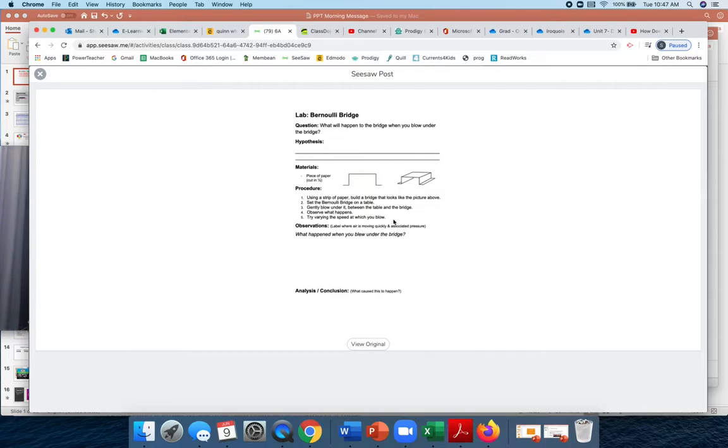This is from the lesson from yesterday. So here you should draw the bridge again, what it looks like when you blew underneath of it. Just do a quick little sketch. It shouldn't be too hard to draw this little thing. And then say, where's the air moving quickly? And what is the pressure? And then you could also say where the air is moving slowly and what the pressure is.